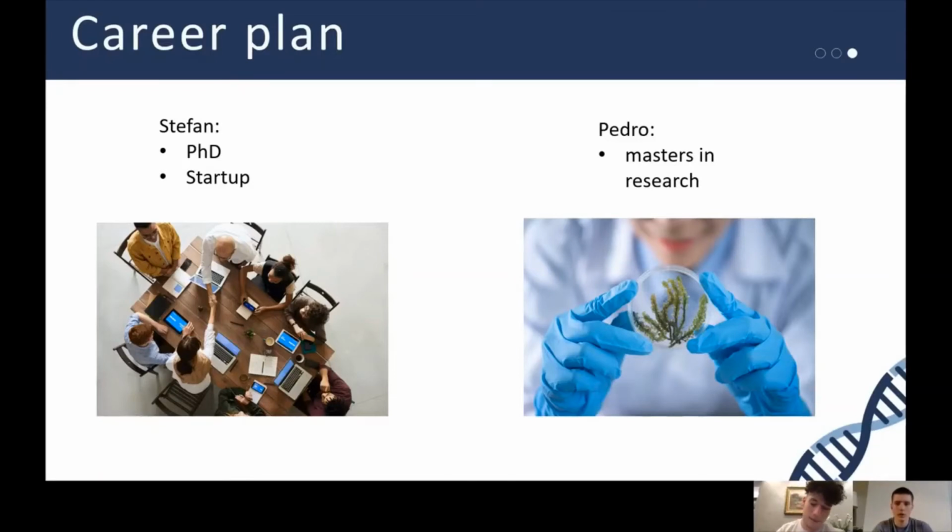The route that I'm looking at taking is a master's in research, which will be a whole year's worth of a research project, and that will tell me if I would like to go on to a PhD or maybe on something else. So that's my current outlook.